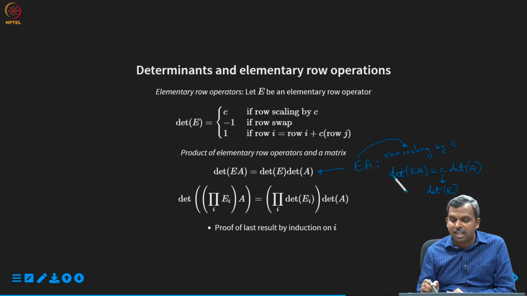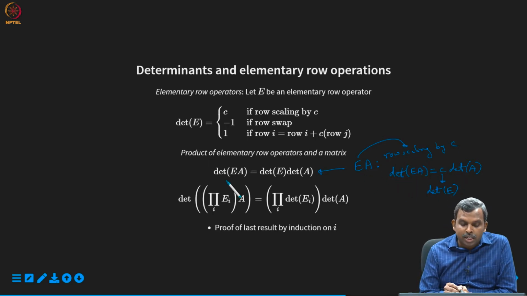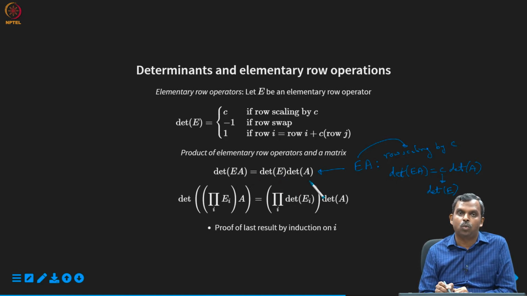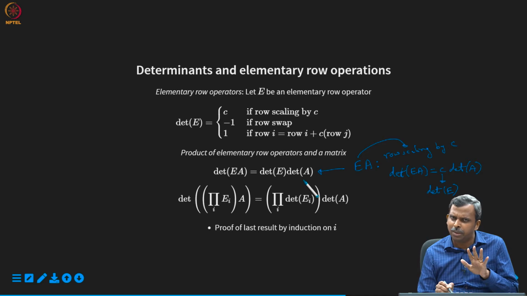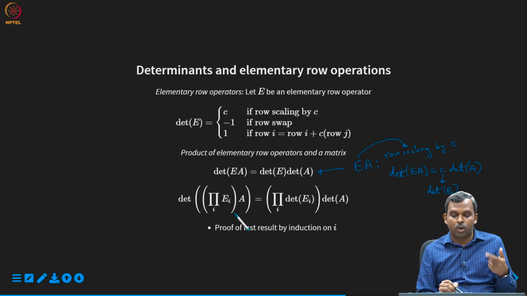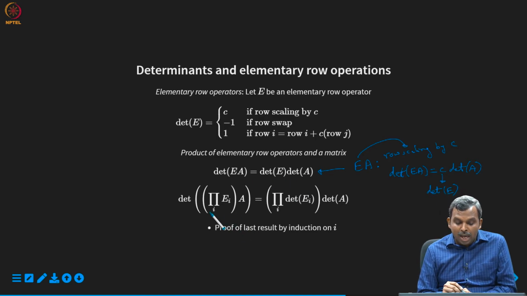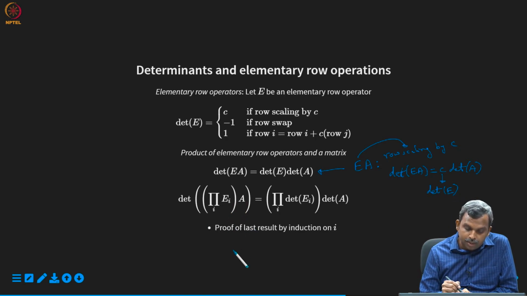So just by looking at it case by case, you can conclude in general that when E is an elementary row operator, determinant of EA equals determinant of E times determinant of A. Okay, so that's a crucial result. It seems simple enough, but once you do this, you can start iterating on it. You can do an induction on this result and quickly see if you have a product of several elementary row operators.